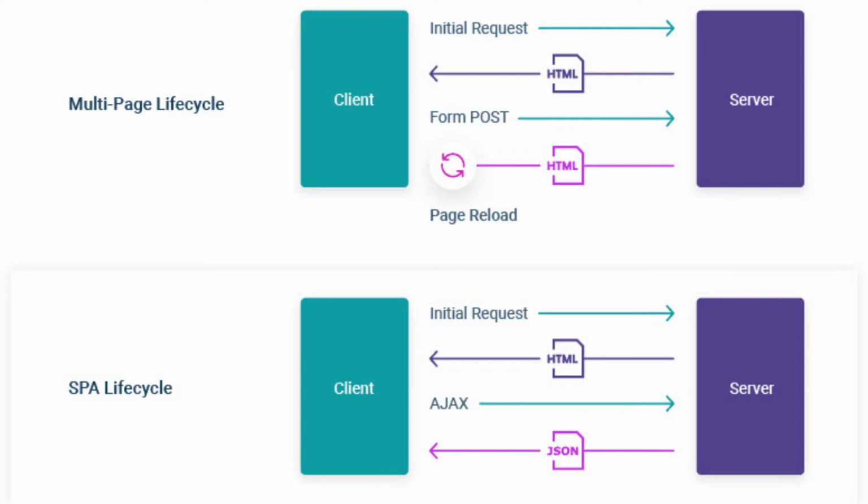Let's see now SPA, how this page reloading will be overcome. Let's see the single page life cycle. Here similarly client will be there and server will be there. The initial request from the client will pass to the server, and the server gives the resultant HTML. On the first request only it will give the entire HTML page.